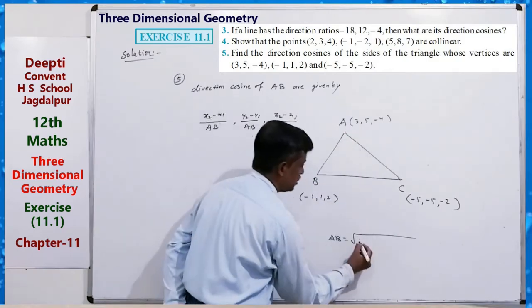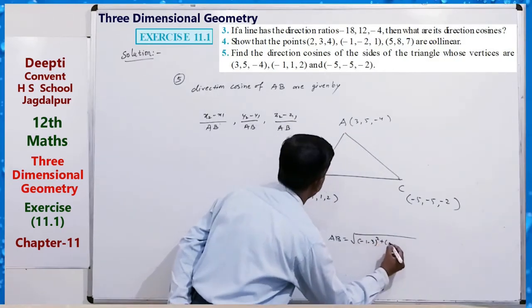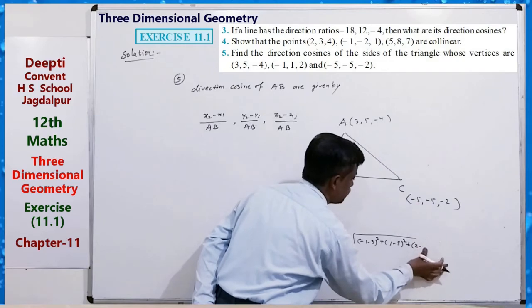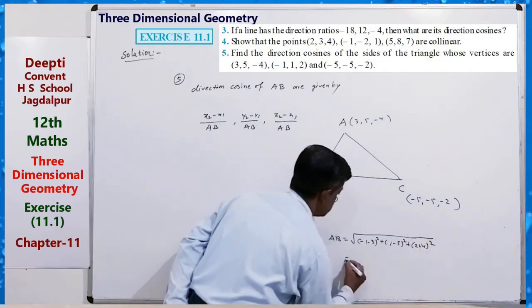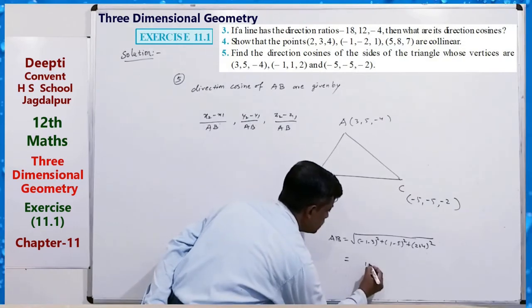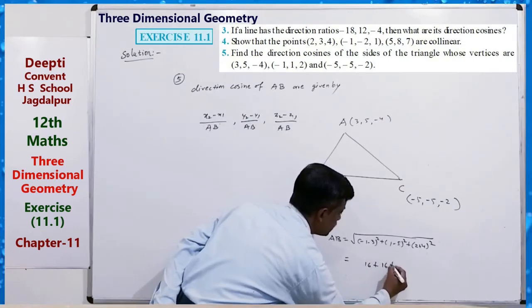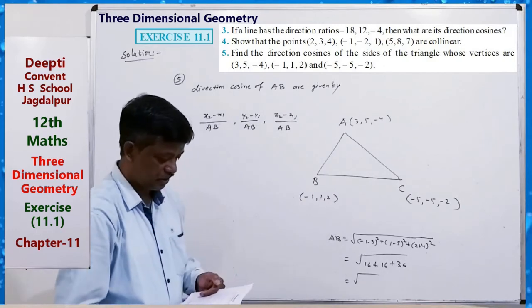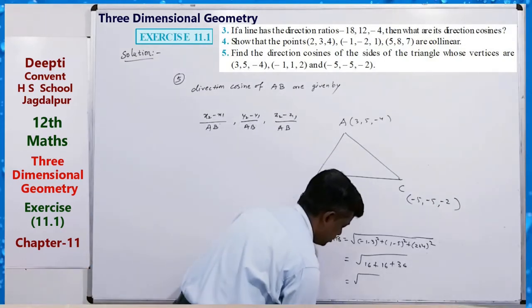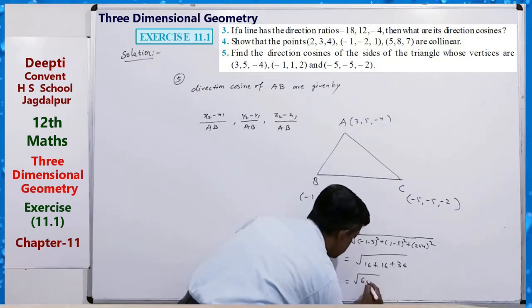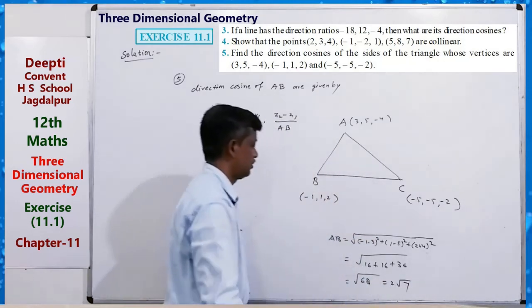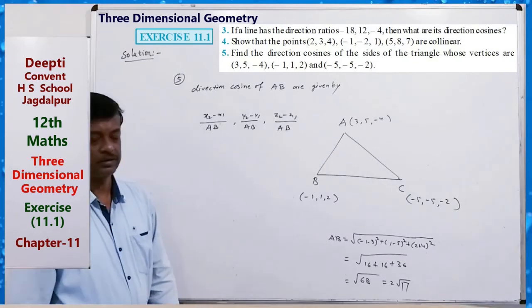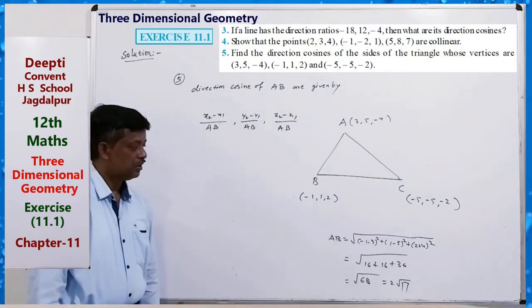AB equals the square root of (-1 minus 3) squared plus (1 minus 5) squared plus (2 minus -4) squared, that is 2 plus 4 squared, so 16 plus 16 plus 36, which equals 68, that is 2 root 17. Clear? So AB is equal to this.